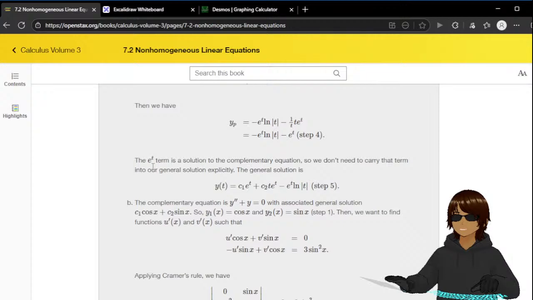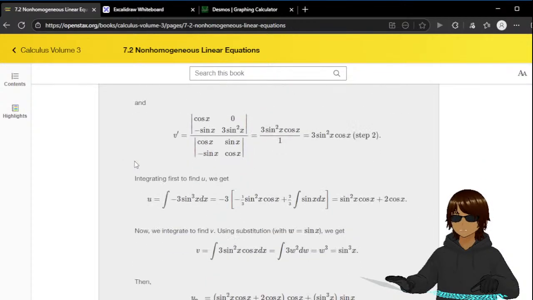the term e to the power of t, this term, there's already a term here which is e to the power of t. So we can make a new coefficient out of that. So we don't need to. Okay, understand.